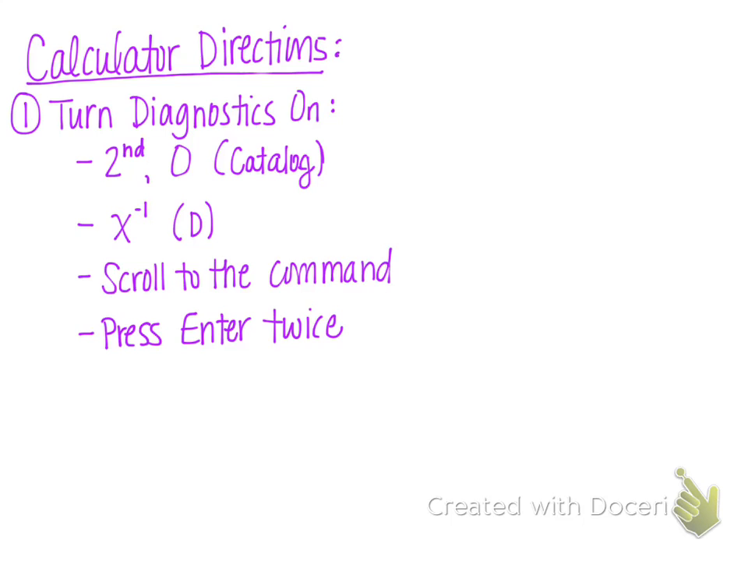Now, if you look above the buttons, they've got little letters. I'm sure most of you guys have typed little messages up here. But once you get into the catalog, if you press the X to the -1 button, there's a D above it. So press that, and you're going to scroll down to Diagnostics On. Press Enter to get the Diagnostics on your screen, and press Enter, and it'll say Done.